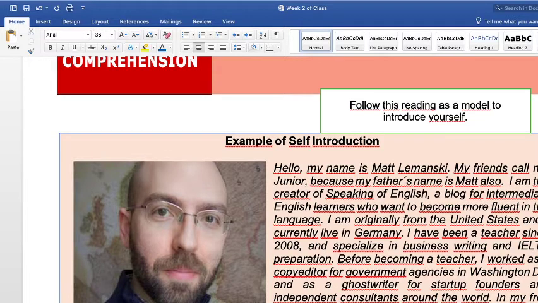Alright? Ghostwriter. This is probably a word that is new to you. If you don't know the meaning of this word, go grab a dictionary and find the definition of this word in English, please. And look at the way he introduces himself.